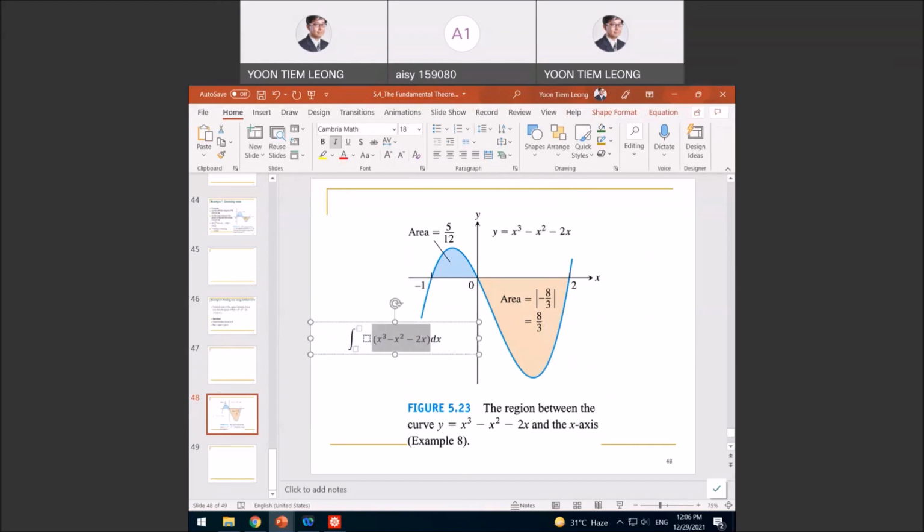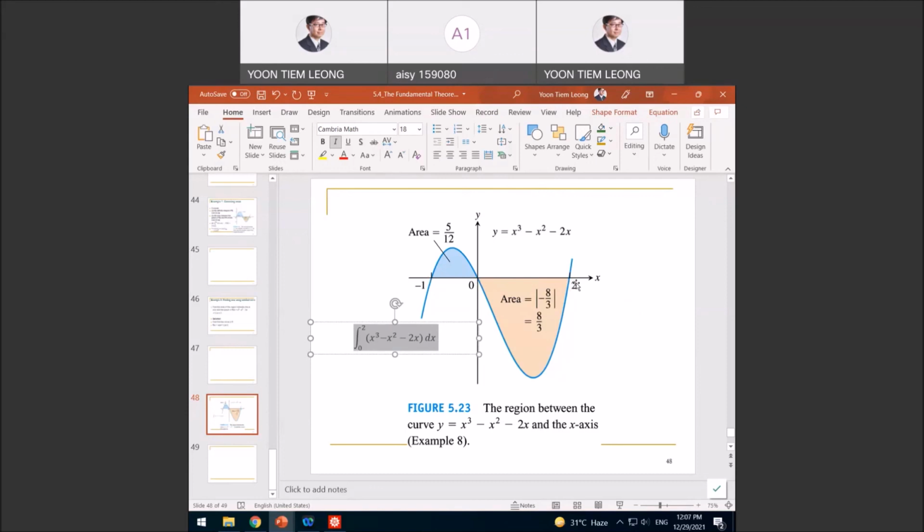The integrand is x cubed minus x squared minus 2x, and in order to obtain the integrations from 0 to 2, I'm not going to show the integration of -1 to 0, but I'm going to show only from 0 to 2. So you start off from 0 to 2. So this will represent the integrations for the functions in the region of 0 to 2.